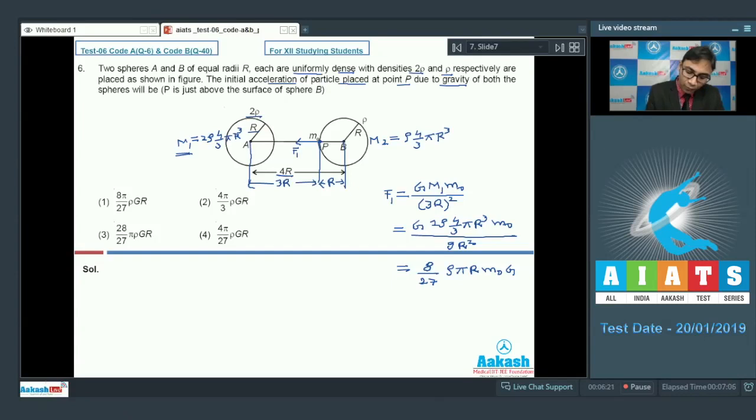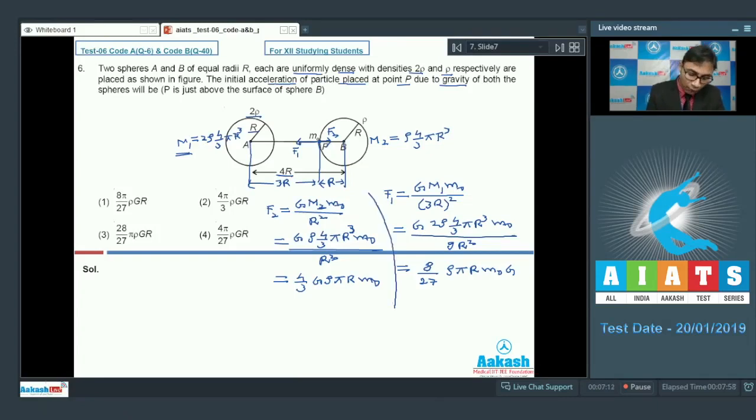Similarly, if I say that force due to sphere B is F2, F2 will be equal to G into mass of sphere B into mass of the particle divided by distance square. If I put the value of m2 here, you will get G into rho into 4 by 3 pi r cube into m0 divided by r square. By solving, we will get 4 by 3 G rho pi r m0. So this is the force of F1 and F2.